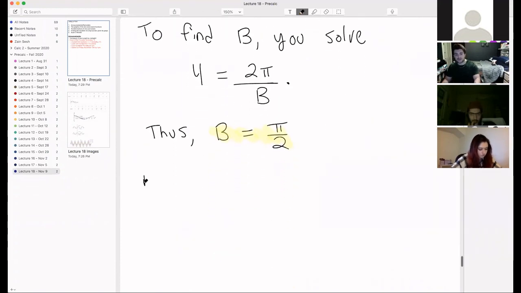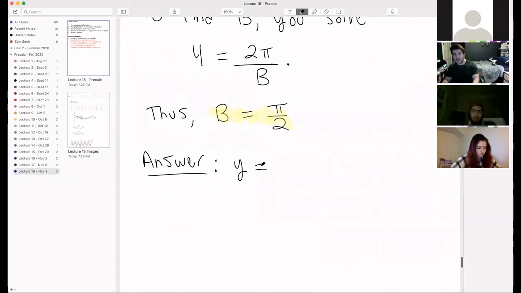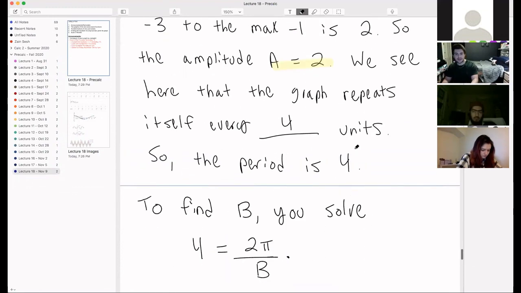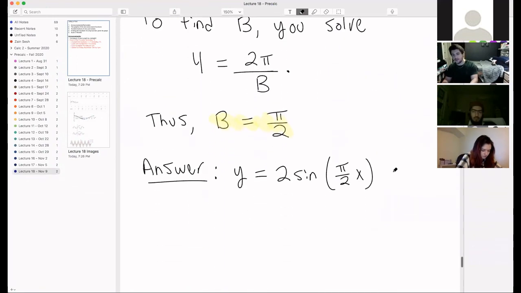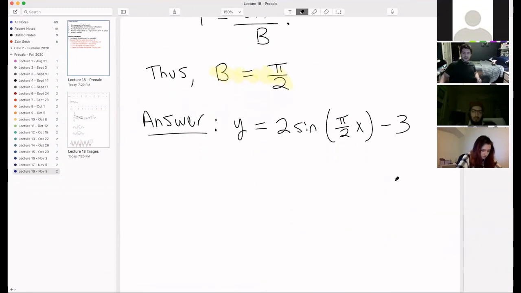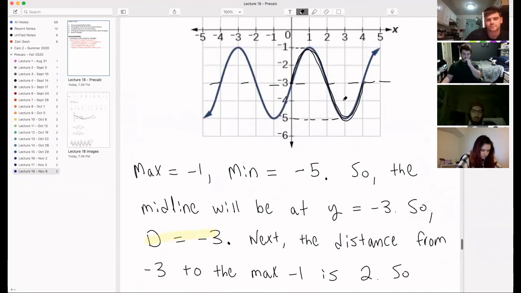So we are done. The answer will be y is equal to A, so 2 times sine of bx, so pi over 2 times x, plus the midline, which is -3. All right, so that's the algebraic formula for this graph.